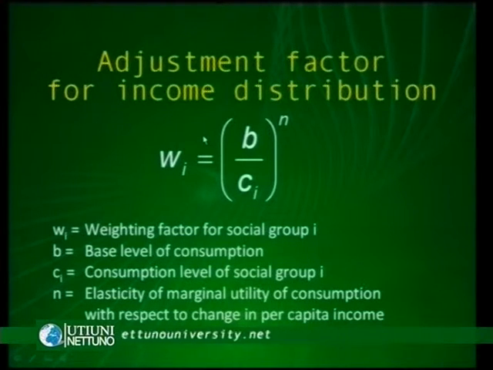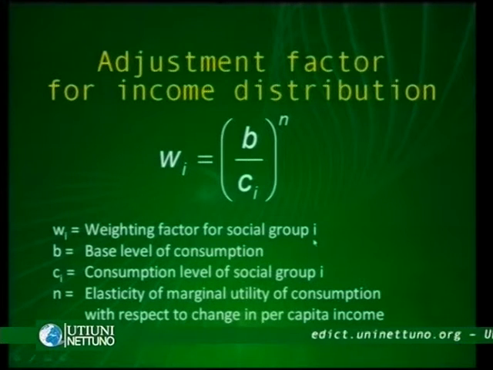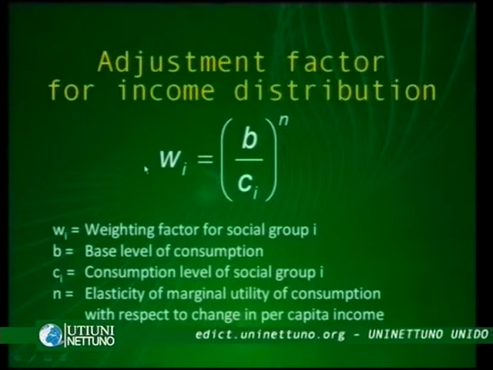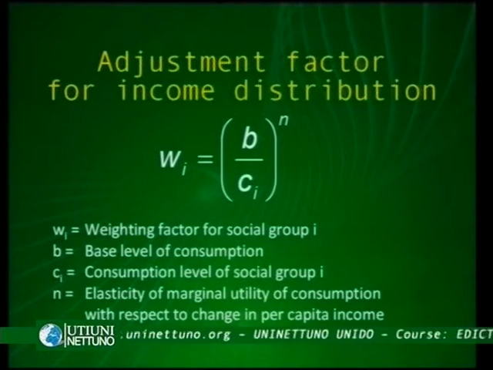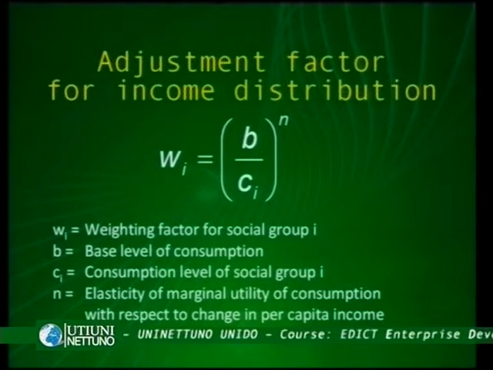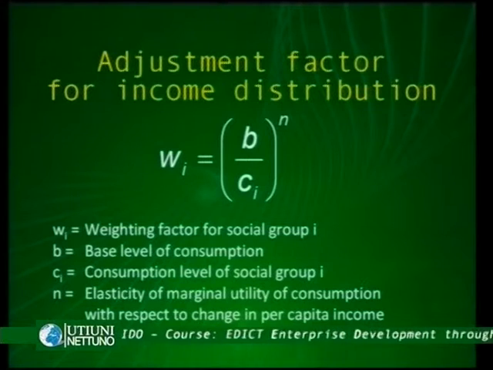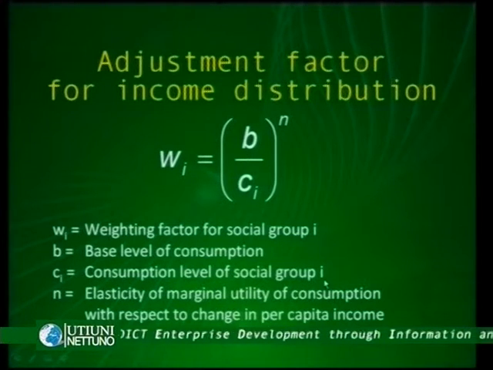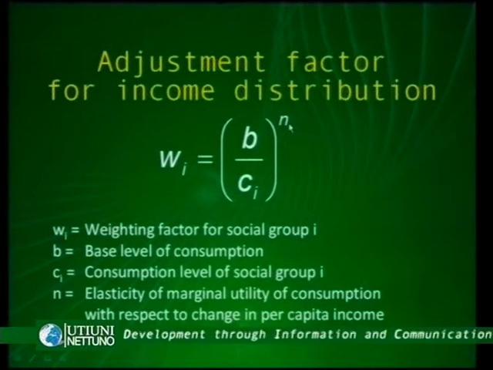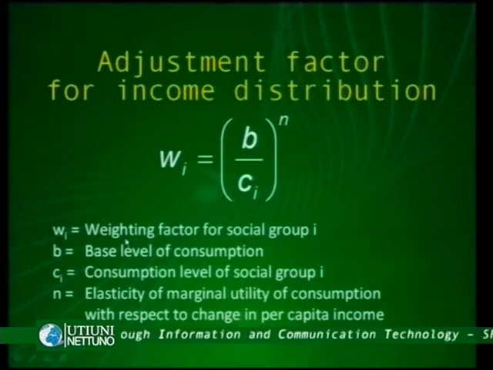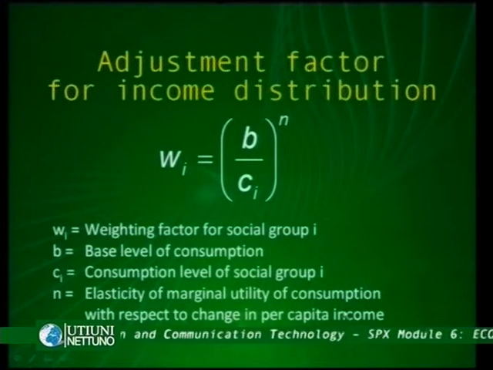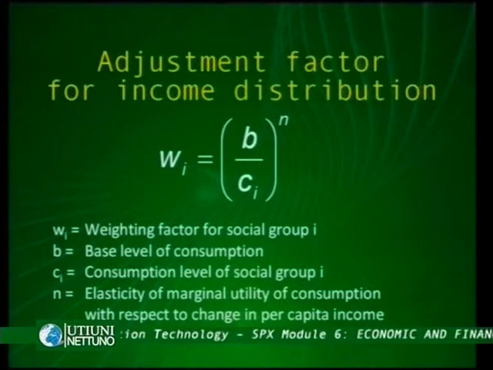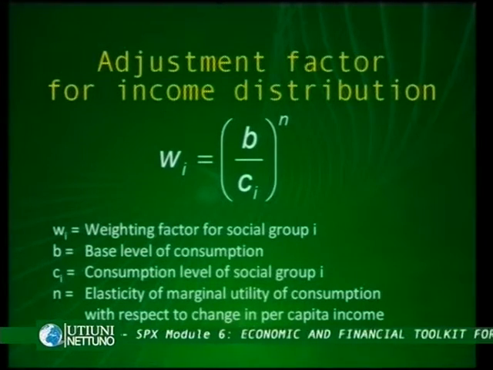And the formula is represented in these slides and is equal to W_i, where W_i is the weighting factor for social group i, equal to the ratio between B, that is the base level of consumption, and we'll define in a moment what we mean by base level of consumption, and C_i is the actual consumption level of social group i, raised to n, where n represents the elasticity of marginal utility of consumption with respect to change in per capita income. And this is a parameter that we already considered for the calculation of the consumption rate of interest.